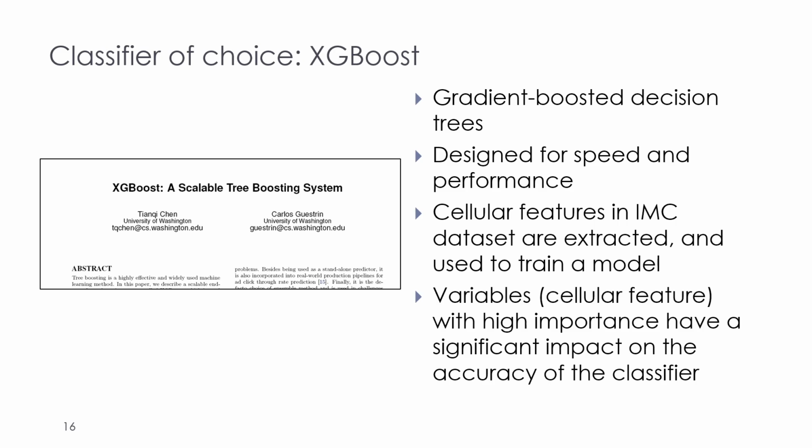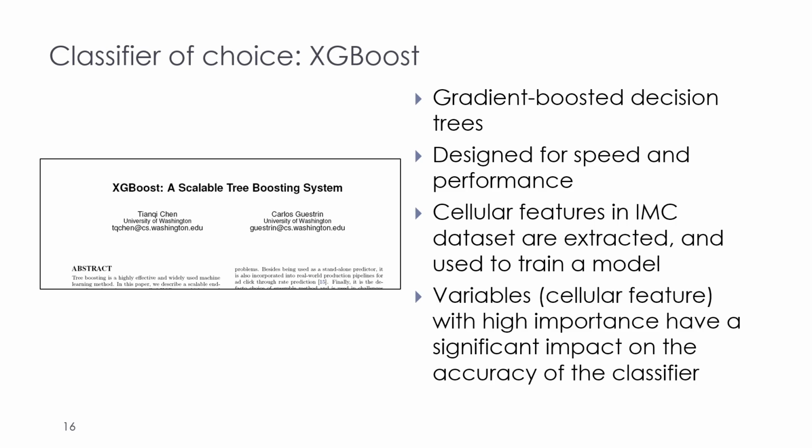I had to settle on a choice of model to use for training the classifier, so XGBoost, given that it's a gradient boosted decision tree designed for speed and performance, and also has excellent support for Python's NumPy arrays and GPU accelerated learning, was ultimately my top choice. Cellular features in our IMC dataset were extracted and used to train such a model. The key predictors would be categorical variables such as the cause of transplant rejection.